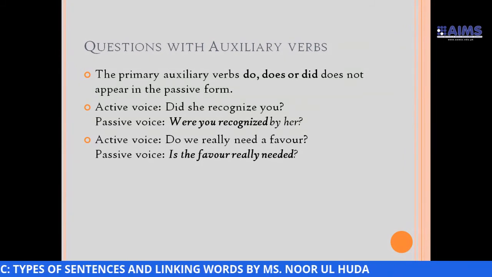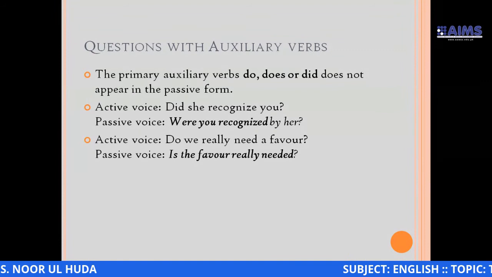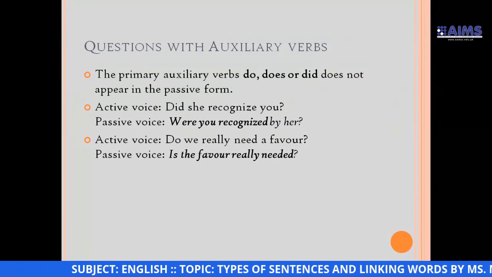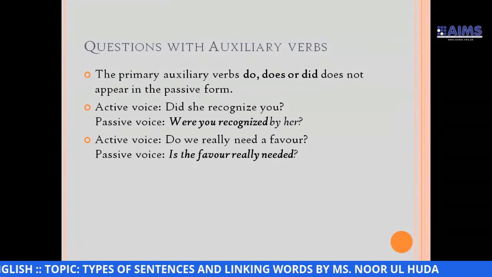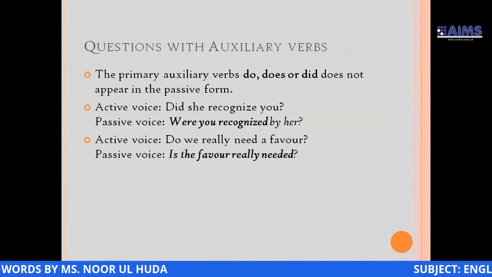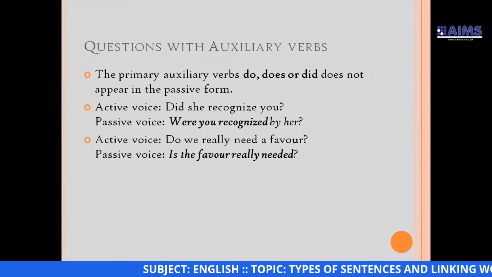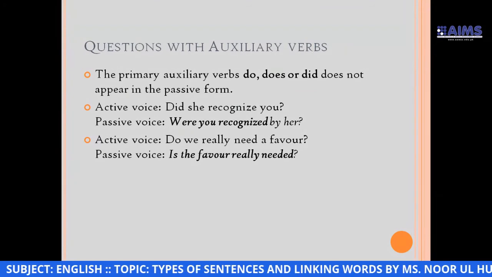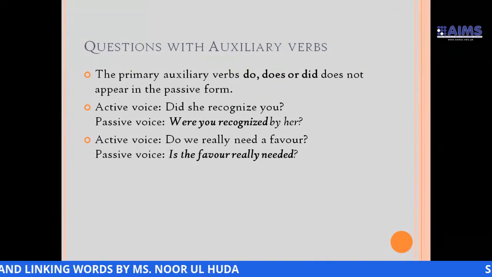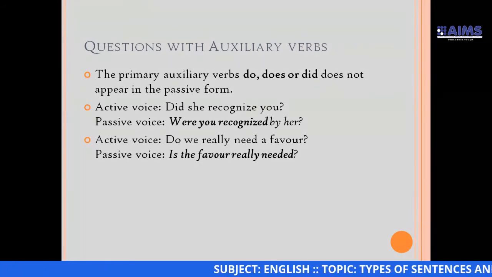The primary auxiliary verbs do, does, or did do not appear in the passive form. It means we omit them in the passive form, because when we are making the passive structure of any sentence in the past or even in the present, we already have a helping verb in the passive, because the main verb changes into the third form. So we take the help of the helping verb to make the question sentences.